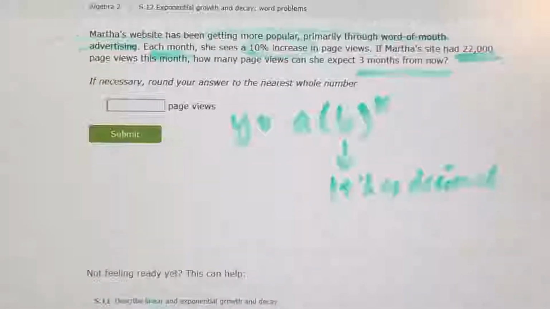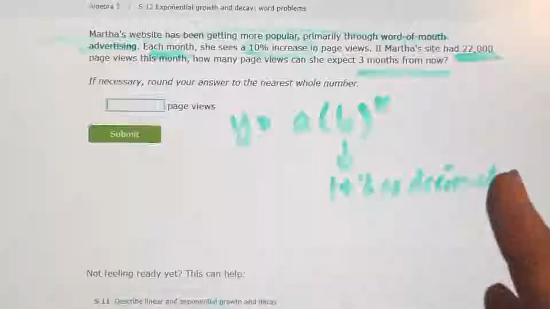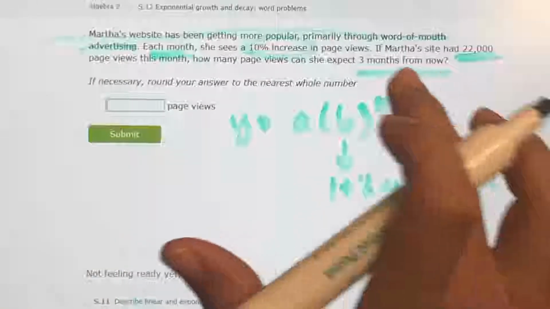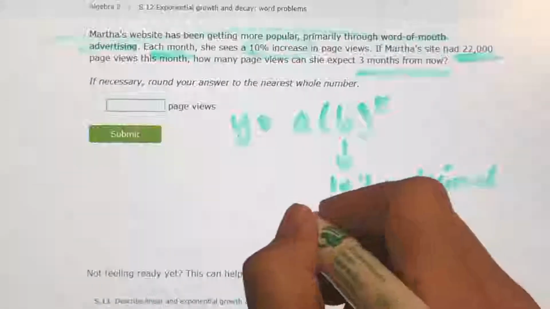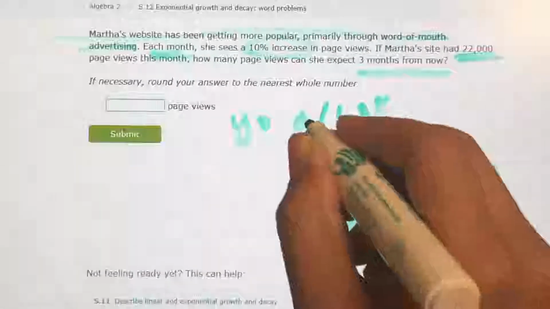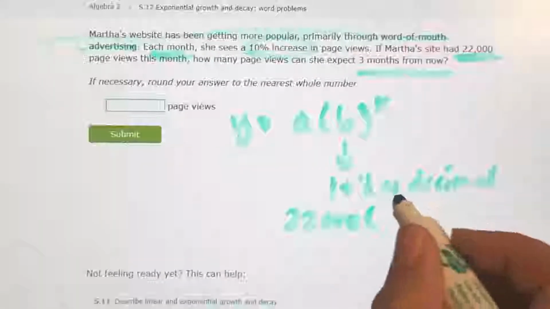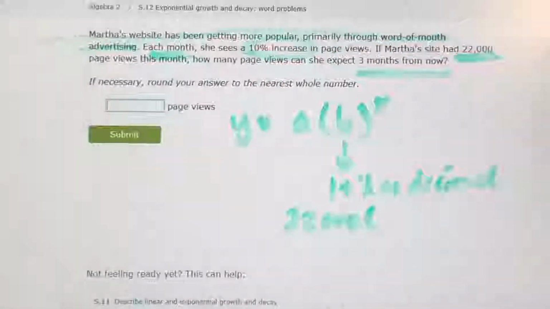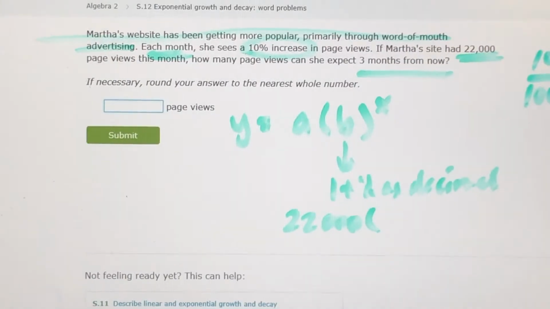All right, and then all you do is just punch in the numbers. So I need my initial amount, so go find my initial amount. I've highlighted or circled things that I need. I got 10% increase. I got 22,000, 3 months from now. So Martha's site had 22,000 page views this month. That's her initial. So that's going to be 22,000. My B is going to be 1 plus the growth as a decimal. So I've got a 10% increase. And remember, to make a percent into a decimal, all you have to do is divide it by 100. So 10 divided by 100 is going to give me my increase.